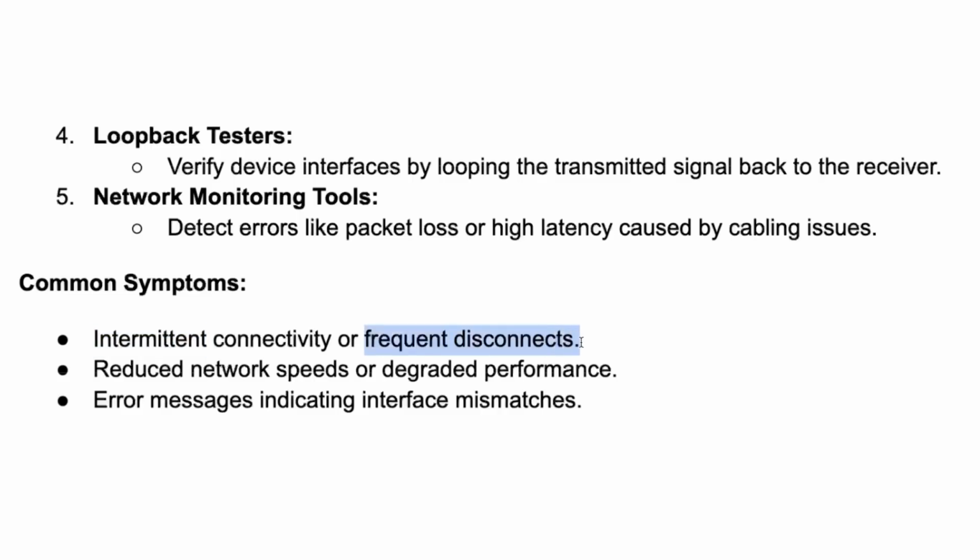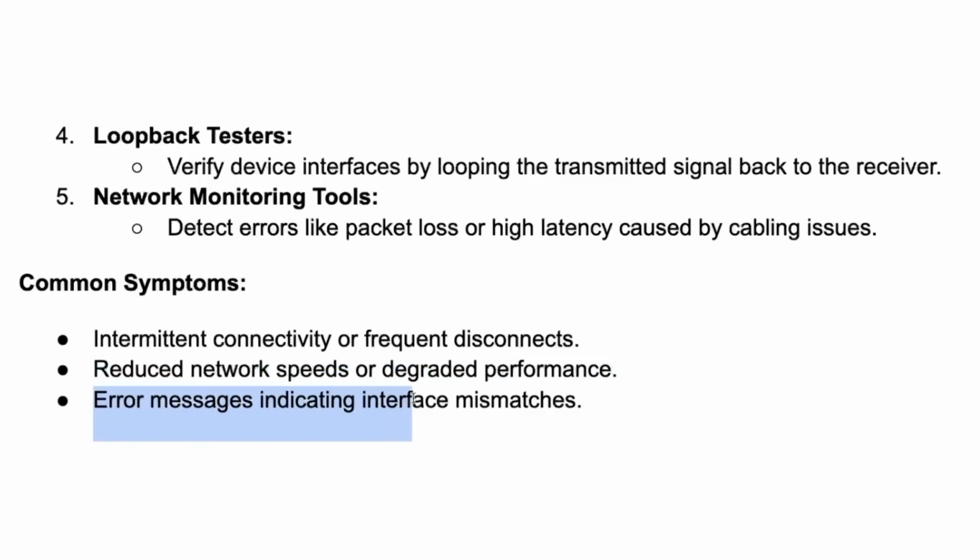And then the frequent disconnects, same thing, right? These things kind of go hand in hand. If you have intermittent connectivity, that means you're having a lot of disconnects for your connection. Reduced network speeds or degraded performance could be something else. This could also be a sign that there's malware installed on your computer or on your devices, but this is a common symptom that could also point to, okay, there might be some kind of a cabling issue.